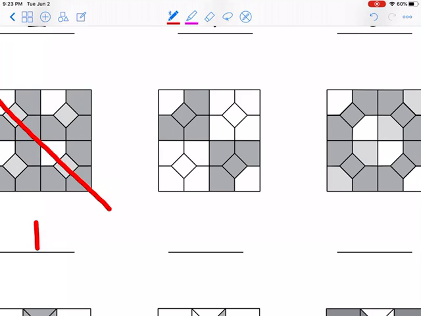Okay, let's go back to this shape. As you can see, the pattern is changing a little bit. But since this is white and this is white, I know I can do it diagonally.